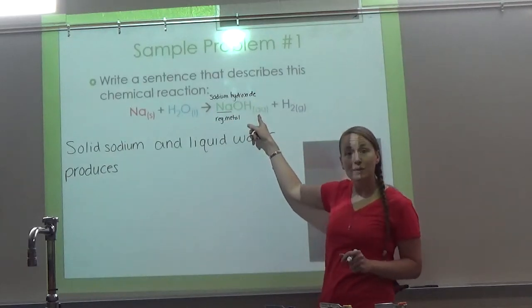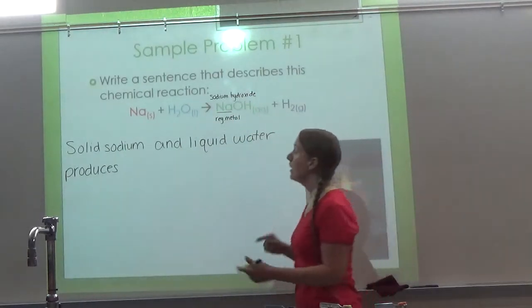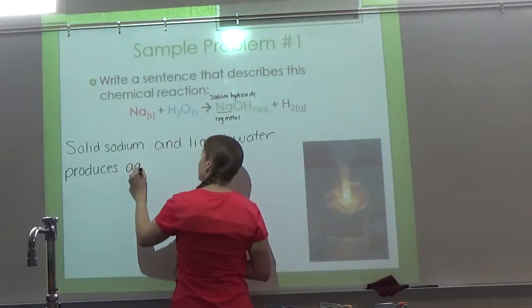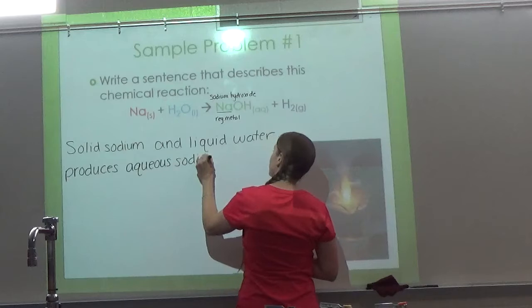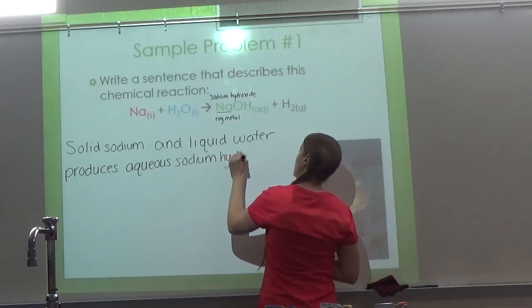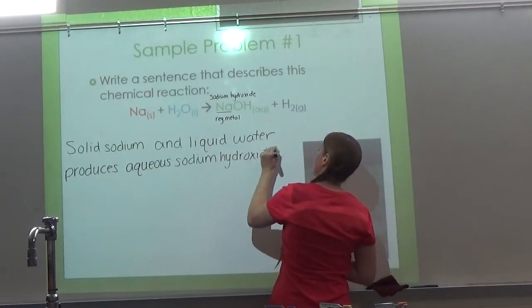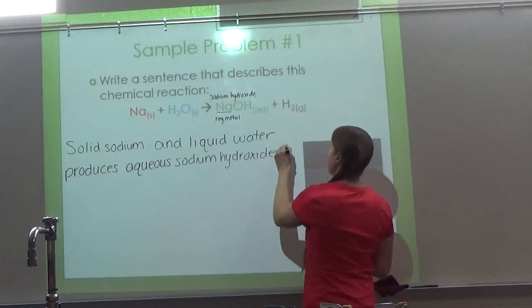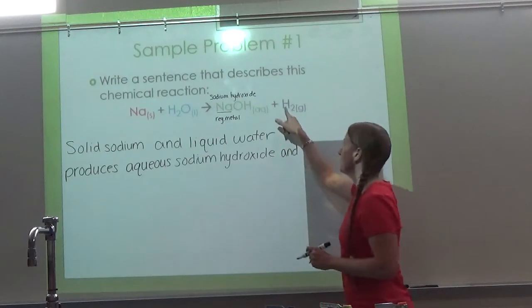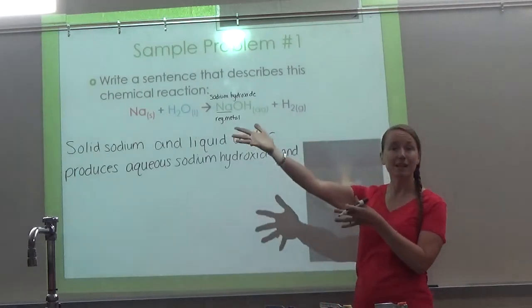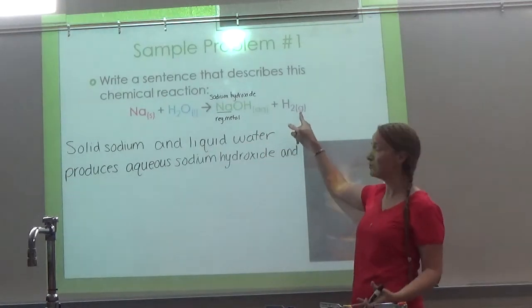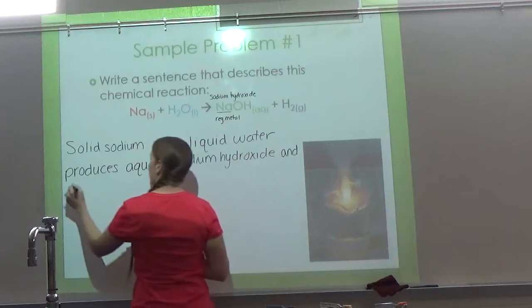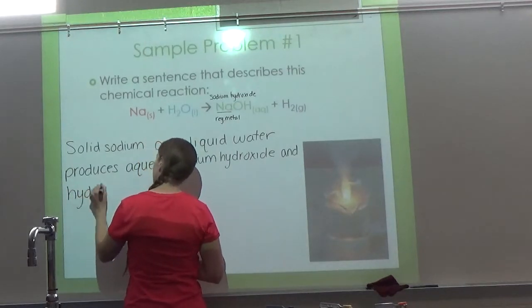What type of sodium hydroxide? Aqueous. So I'm going to say produces aqueous sodium hydroxide. And then there's my plus, so I'm going to say "and." Remember, if it's a diatomic, it's just its elemental name. So hydrogen, and what type of hydrogen? Gaseous hydrogen. So I'm going to put "and hydrogen gas."